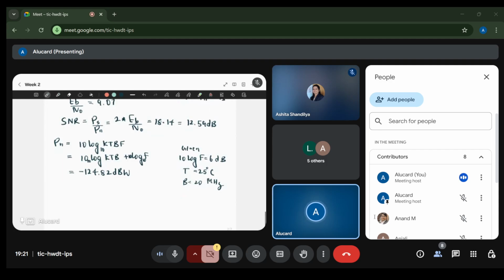Now you have the noise power and the SNR. So your receiver sensitivity is PS, which is PN times SNR, but in dB it's SNR dB plus PN dB watts, which is 12.59 minus 124.82, minus 82 something, 82.23 dBm.